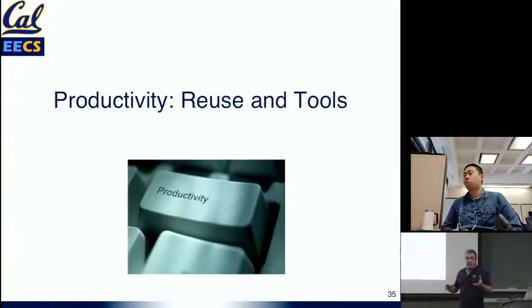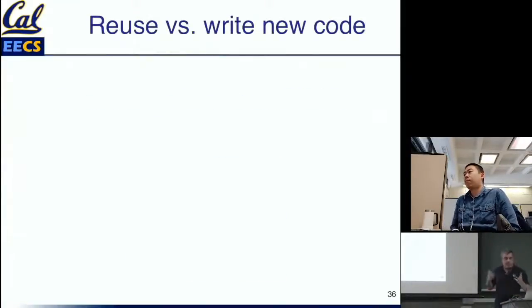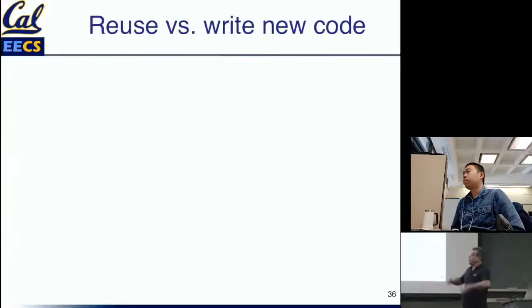So the other two productivity mechanisms we can talk about are reuse, so how to avoid doing work that someone else maybe has already done, and what's the role of tools. So reuse is pretty straightforward, right? Don't write code unless you're pretty sure there isn't existing code that already does what you need.